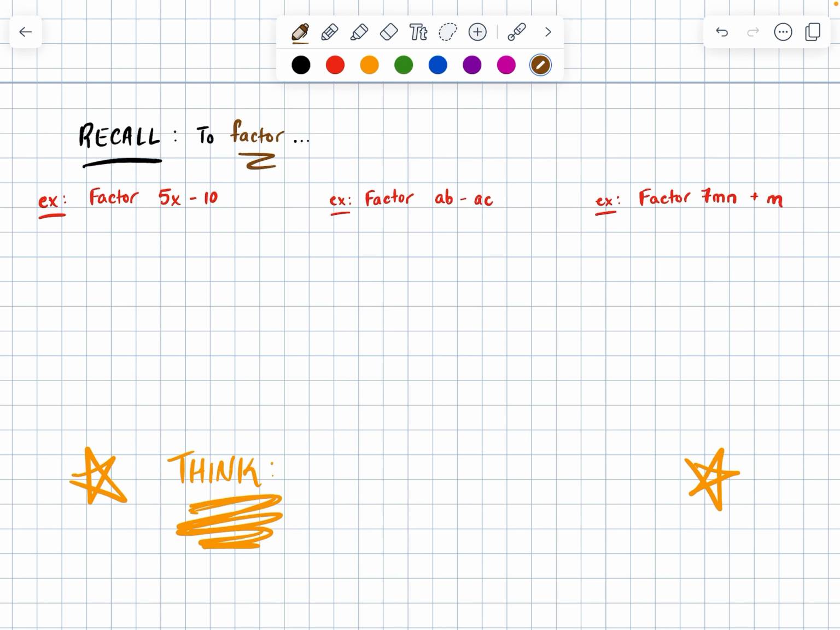Let's say that I want to factor something like 5x minus 10, or ab minus ac, or 7mn plus m. The question I want to ask myself is, what do they have in common? Take a look at each of these. What is the common factor between each of the 2 terms in each of these expressions? What do they share? What could I remove using the reverse of the distributive property? Go.